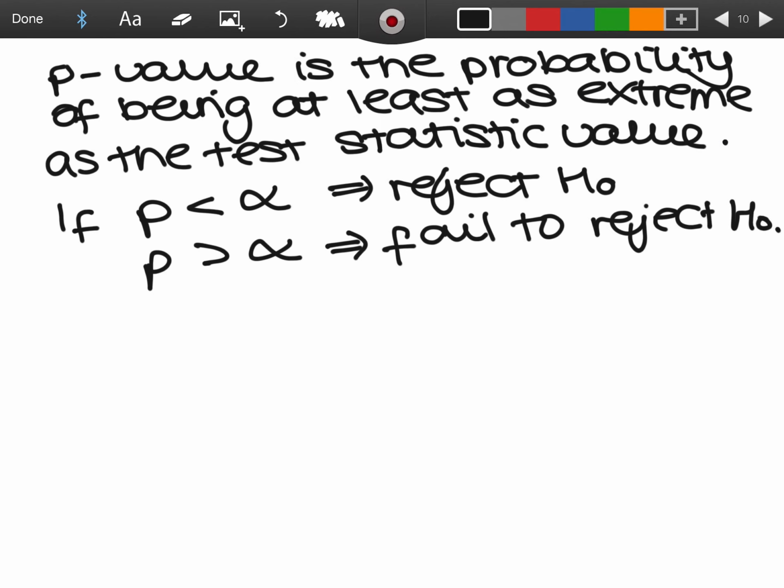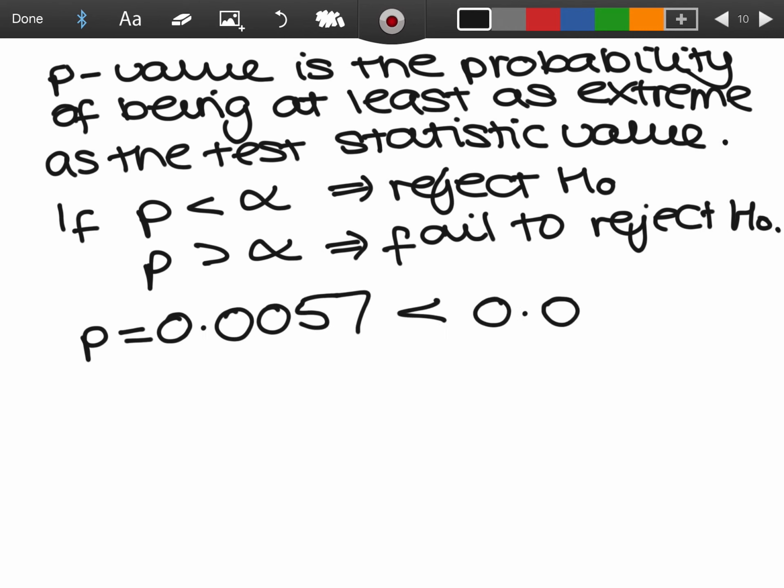If you did that on your calculator for that last problem, the p-value came out to be 0.0057. Your significance level was 0.01. So for the last example, P was 0.0057. That is less than the significance level that we were given. So that agrees with what we said, where we would reject that null hypothesis. Okay, so that's a good example of how this all lines up.